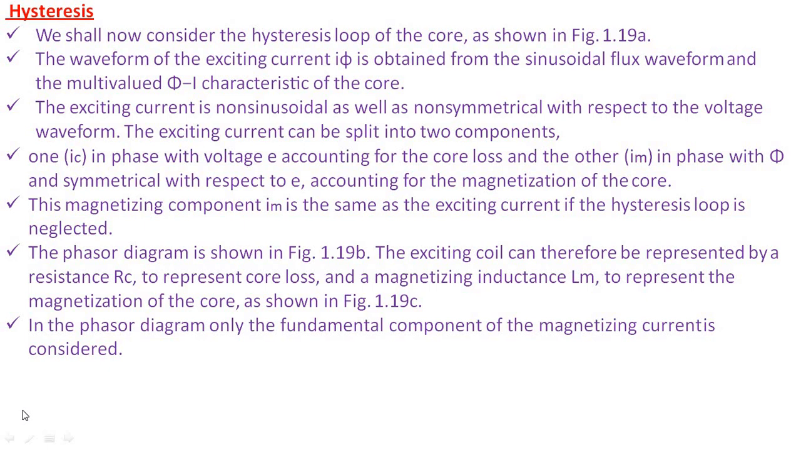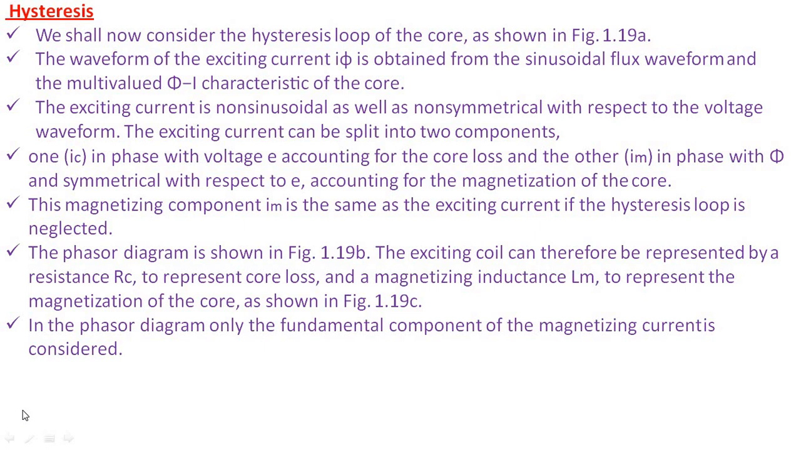One, IC, in phase with voltage, accounting for the core losses, and the other, IM, in phase with phi and symmetrical with respect to E, accounting for the magnetization of the core. The magnetizing component IM is the same exciting current if the hysteresis loop is neglected.